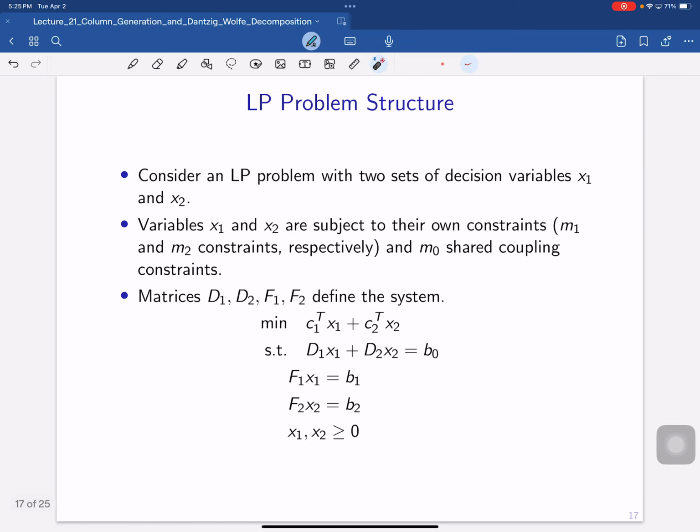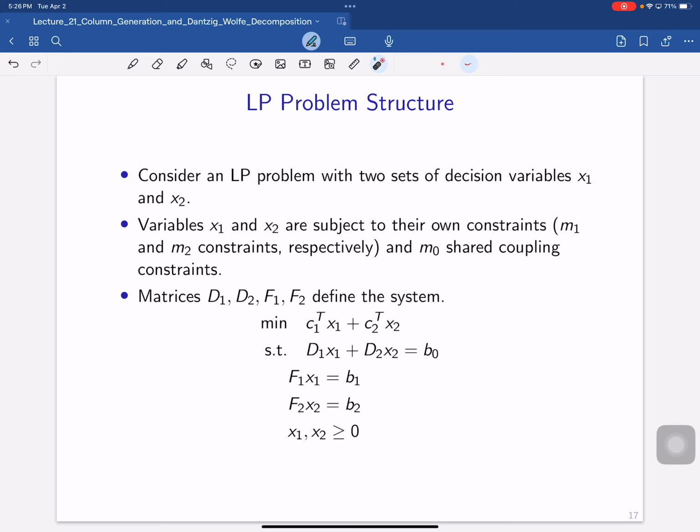Yeah, so now let's talk about something else called Dantzig-Wolfe decomposition. If you understand column generation, Dantzig-Wolfe decomposition is just a special case of column generation where the subproblem is a linear programming problem. Okay.